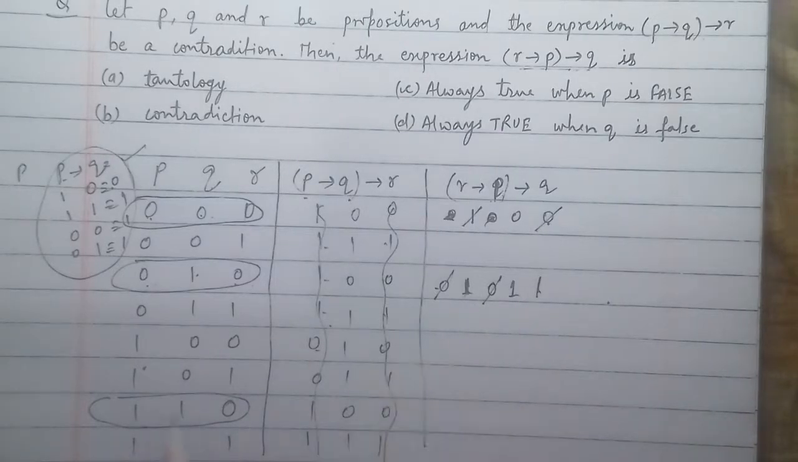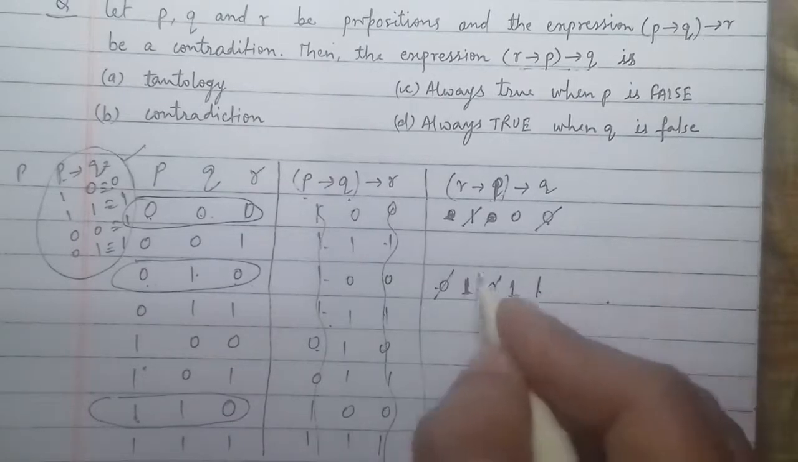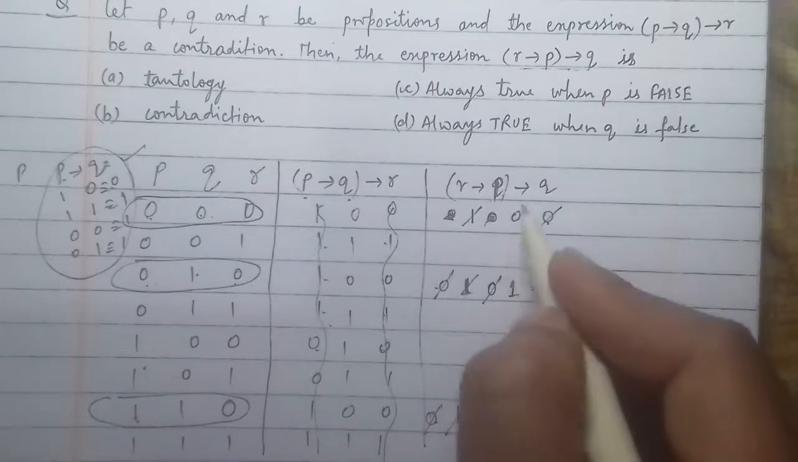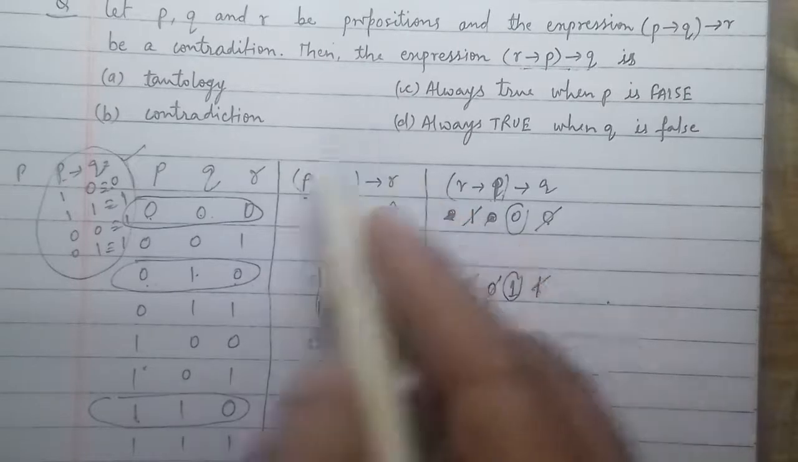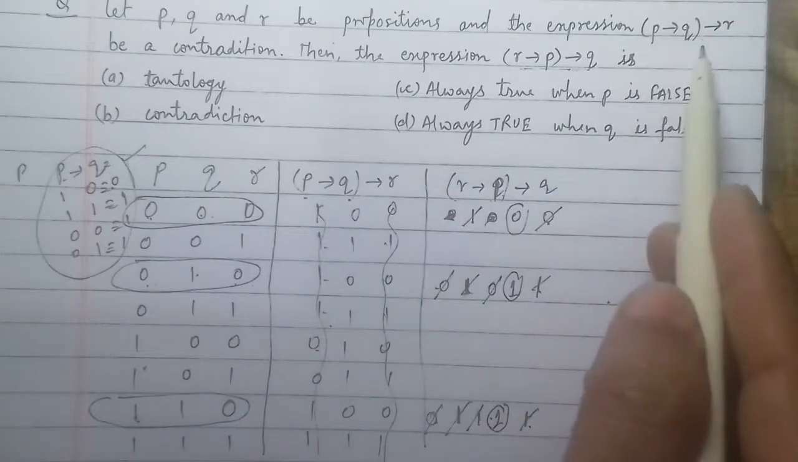Okay, now here the value of P is 1, the value of R is 0, 0 implies 1 is 1. Cut this. In the third we will write the value of Q, and 1 implies 1 is 1. Cut this. Our result is 0, 1 and 1 when the given expression is a contradiction.